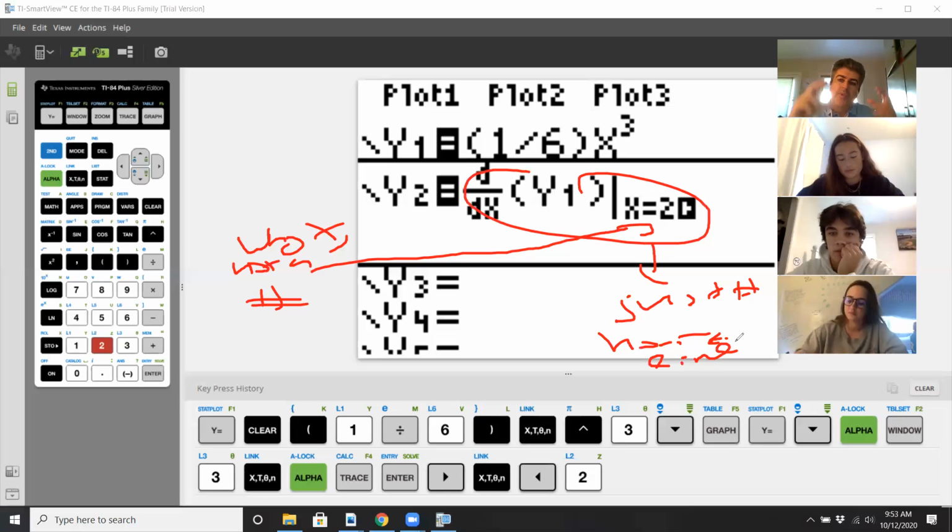So what it's going to do is actually graph the derivative of 1/6 x cubed at a whole bunch of x values for whatever window you've defined in this calculator. I think my window's from -10 to 10 for x. It's going to be very slow too, just so you know. So let me go back and change it to x equals x.